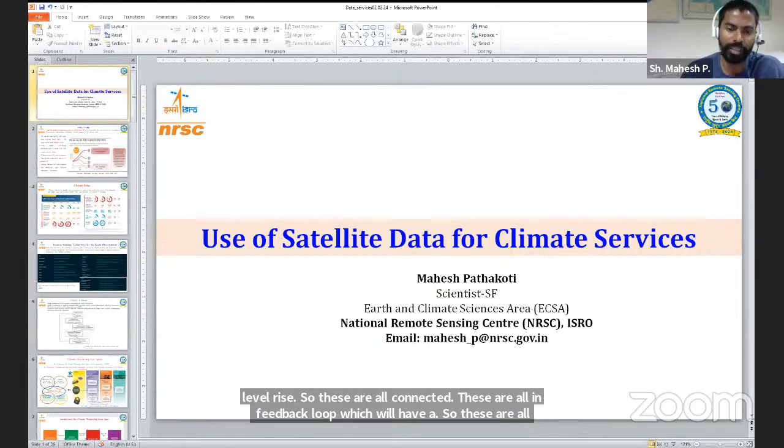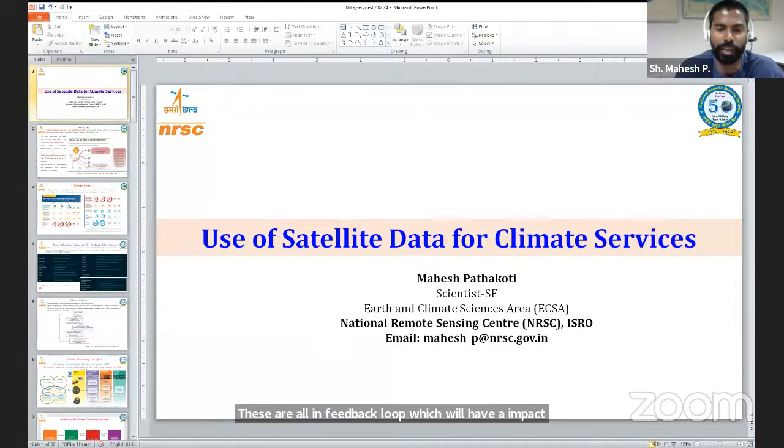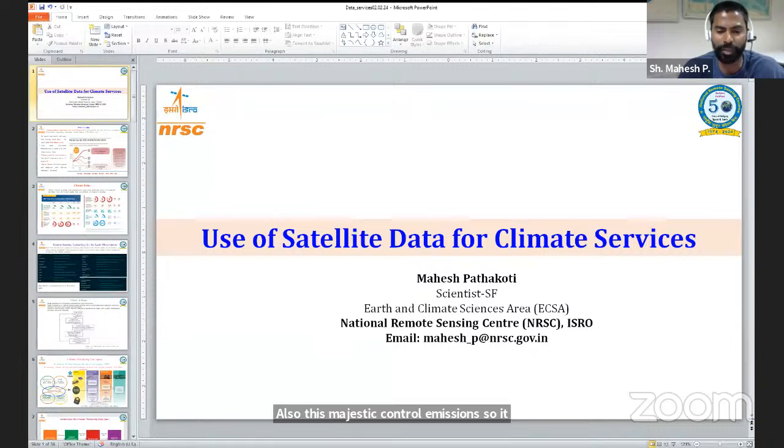And when we have sudden sea level rise, or extreme rainfall or precipitation, or more warming, it will have an impact on ecosystems, agriculture, and the diseases of the human as well as the ecosystems. Also, measures to control emissions will have financial implications on different aspects. So that is how human activity and climate change have a direct linkage.